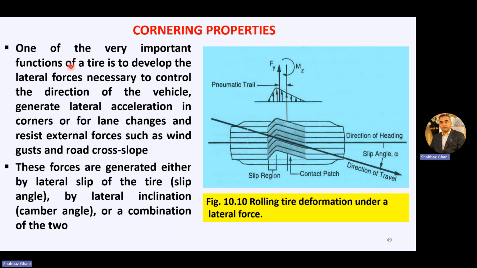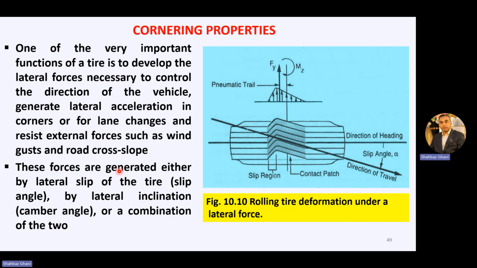One of the very important functions of a tire is to develop the lateral forces necessary to control the direction of the vehicle, generate lateral acceleration in corners, meaning turning, or for lane changes, and resist external forces such as wind gusts and road cross slope. So lateral forces are required because of cornering, acceleration, changing lanes, and to resist external forces such as wind gusts and road cross slopes.